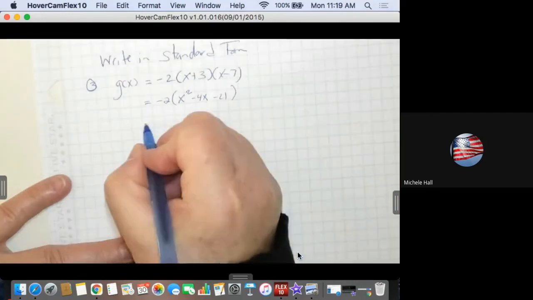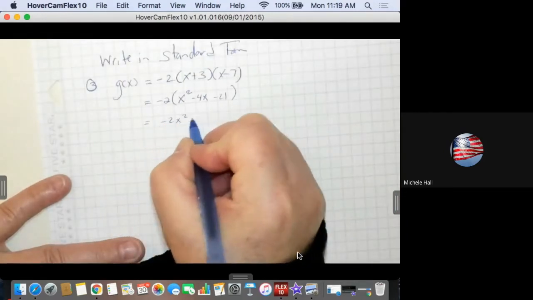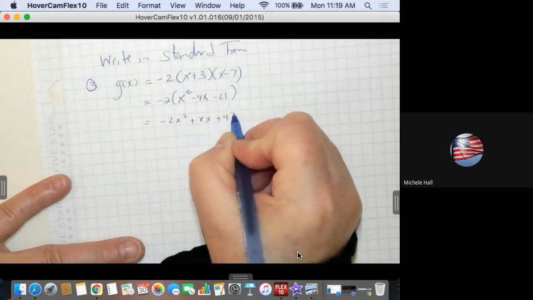And then multiply through with the negative 2. Negative 2x squared, positive 8x, positive 42.